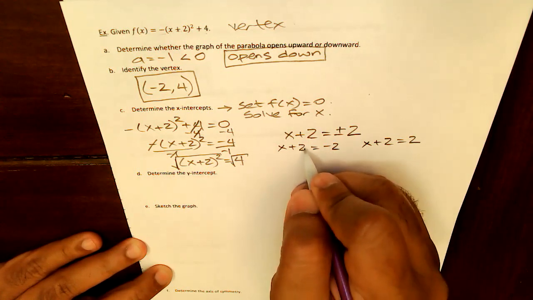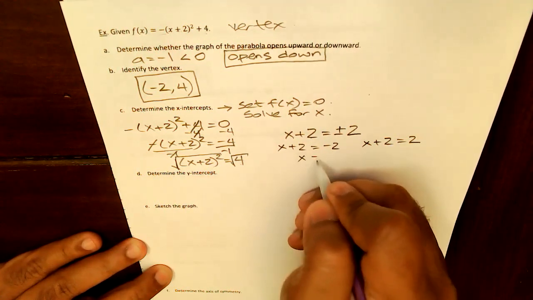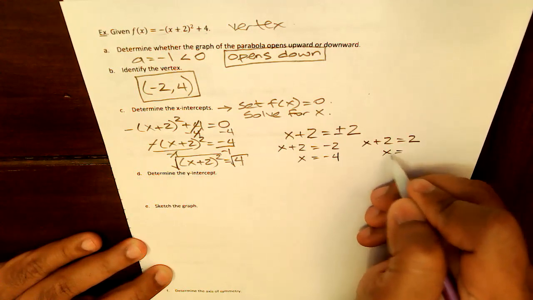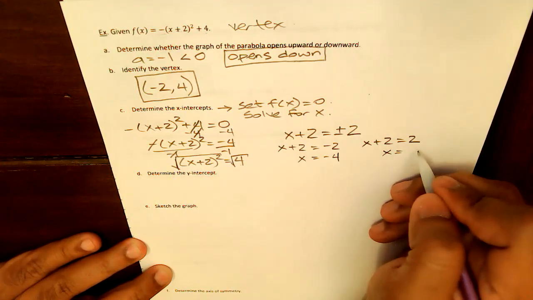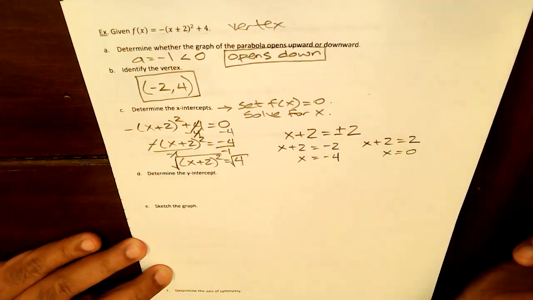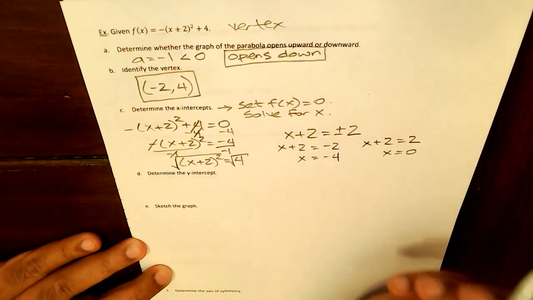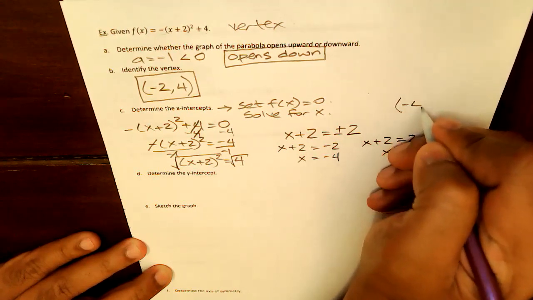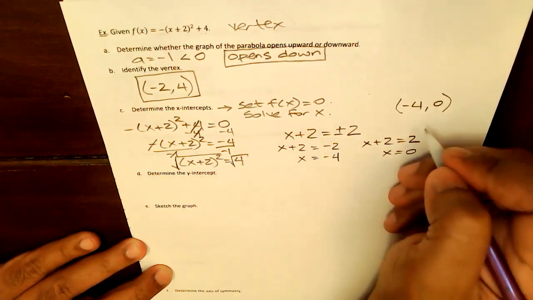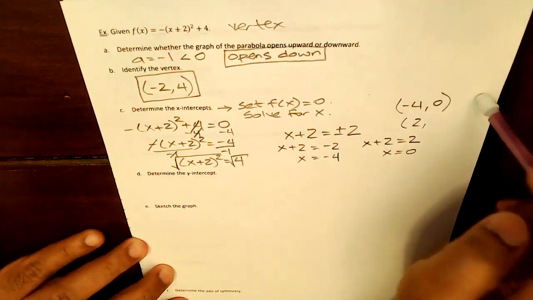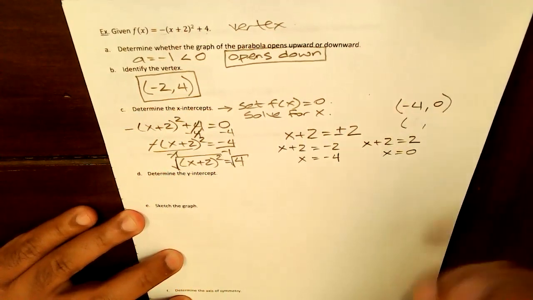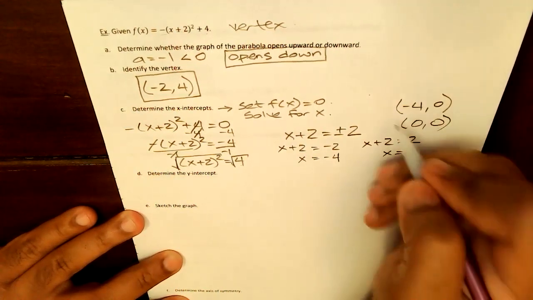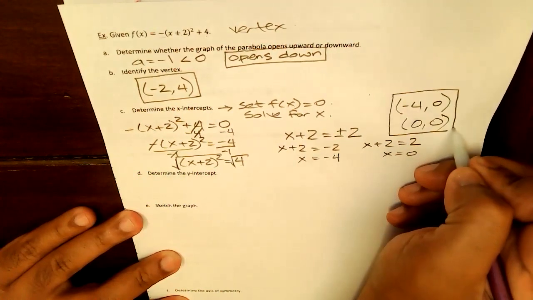If x plus 2 equals -2, I get x by itself by subtracting 2 on both sides. That gives me x equals -4. And if x plus 2 equals +2, I get x by itself again by subtracting 2 on both sides. That gives me x equals 0. Once I have solved for x, those values tell me what my x-intercepts are. I'm going to write my x-intercepts as ordered pairs. The first one is the point -4, 0, and the second one is the point 0, 0. The x value is the x value that we found, and the y value is always going to be 0 for the x-intercept.